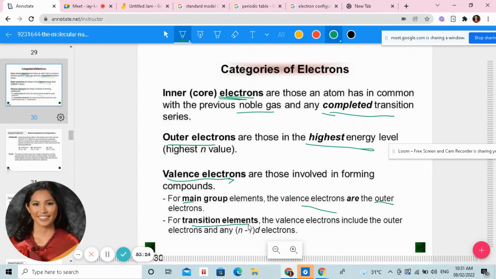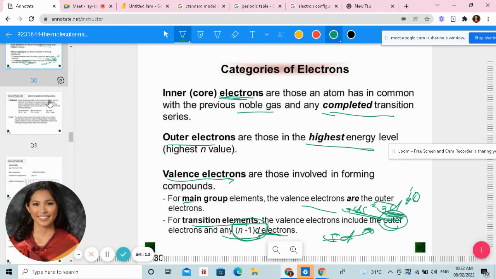Now for transition metals, valence electrons include the outer electrons and any d electrons. So if we have d, for example, we have 4s2, then the outermost we also have 3d10. So it includes the d because it passes through the d. Okay, 4s2 and 3d10, so 12 valence electrons.